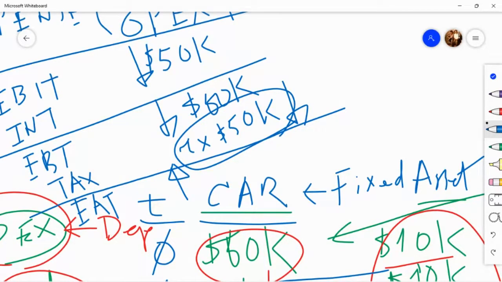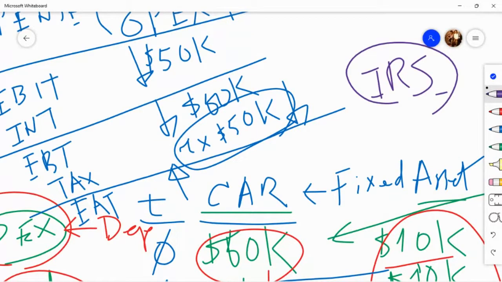To be more exact, it's the IRS. IRS wouldn't like it. Don't you think? IRS wouldn't like it because there is less tax revenue for the IRS.